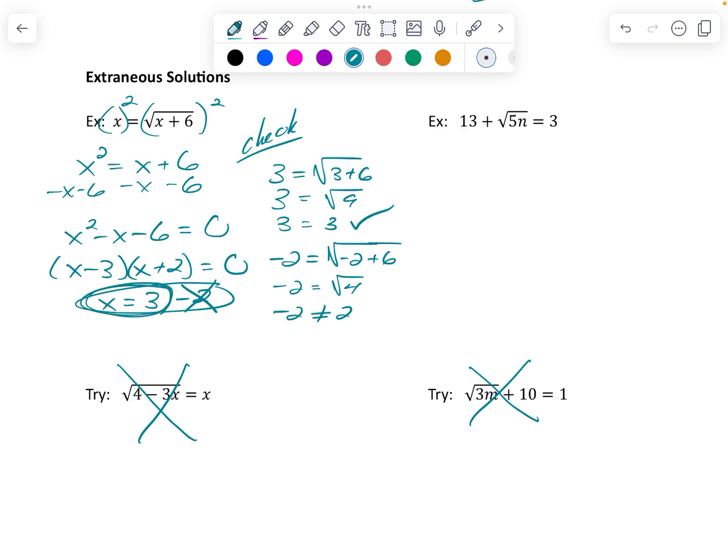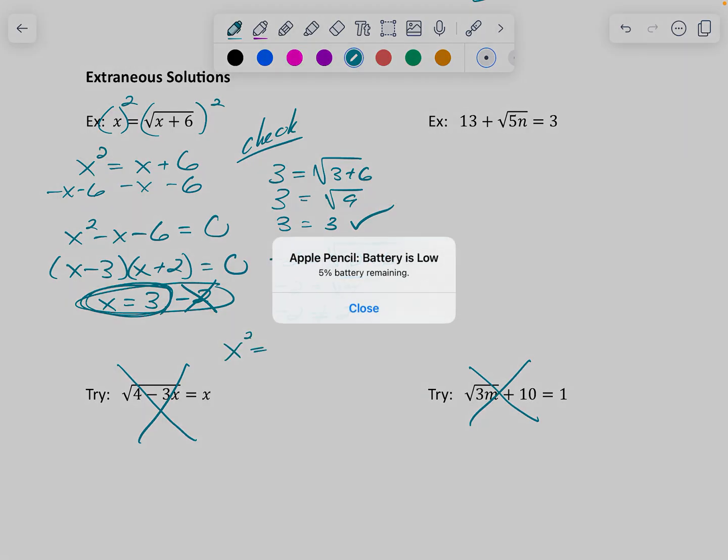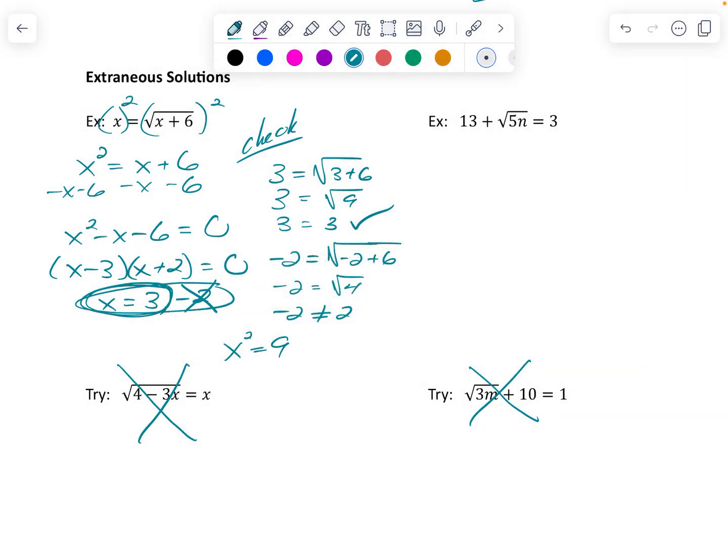Remember, when we take the square root of a number, it's always positive. Only when we had something like x squared equals 9 and we square root both sides, then we have to consider the 2 answers.